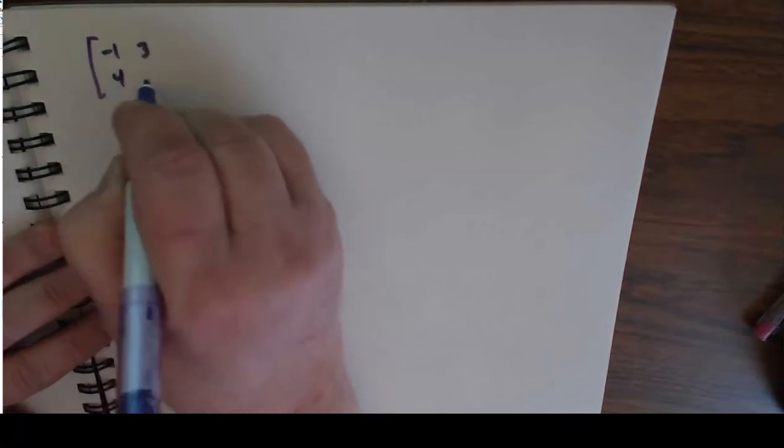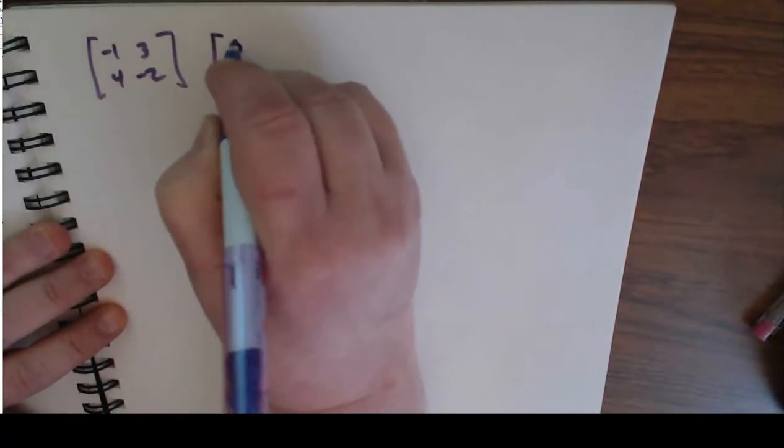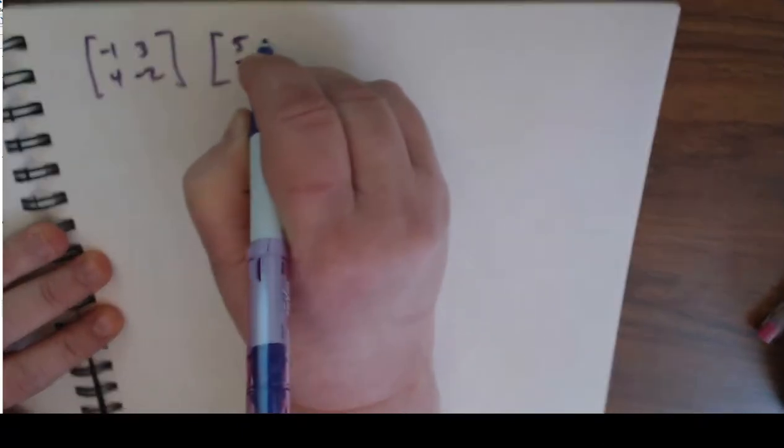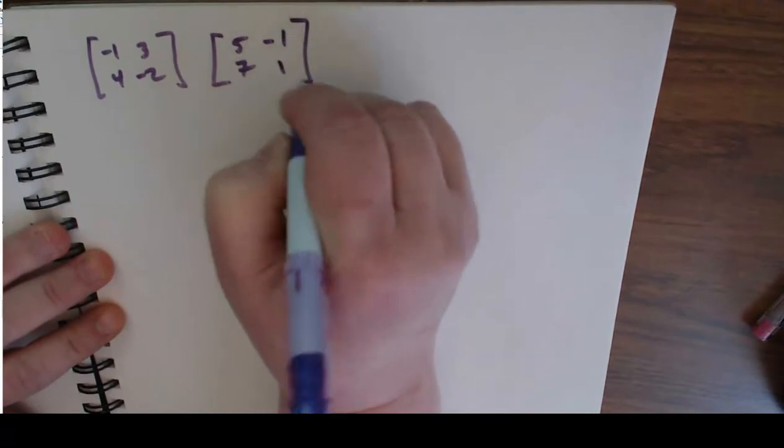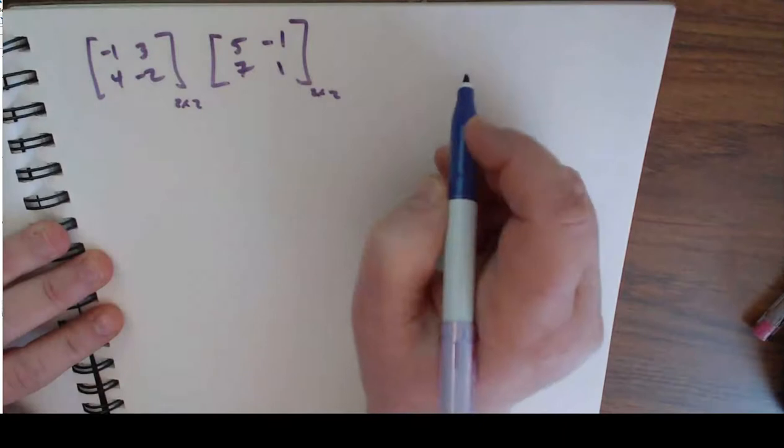Let's say we want negative 1, 3, 4, negative 2, and I'm going to multiply by 5, 7, negative 1, 1. So this one's 2 by 2, this one's 2 by 2. The result will be 2 by 2.